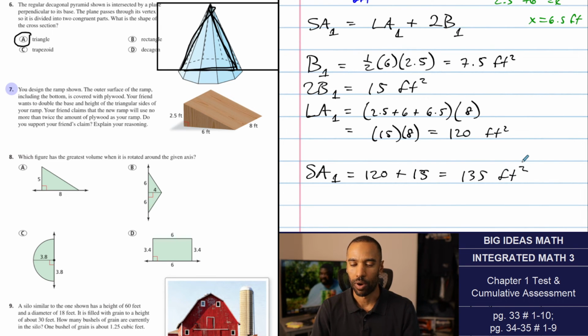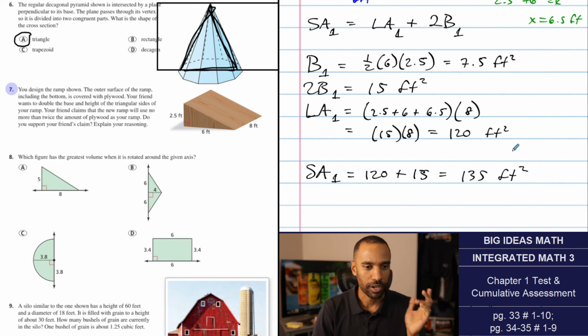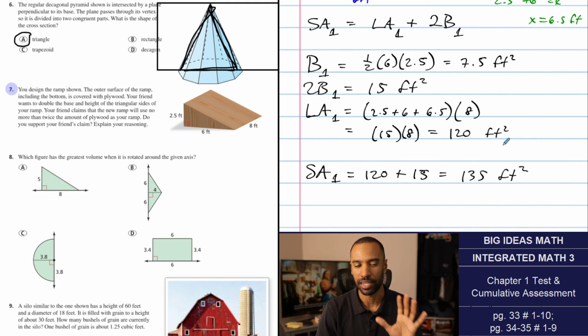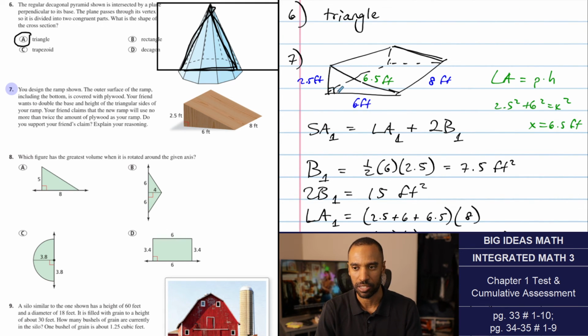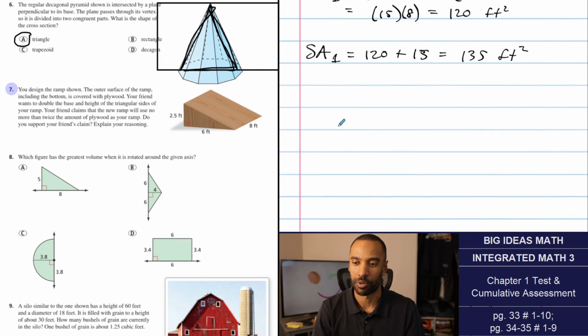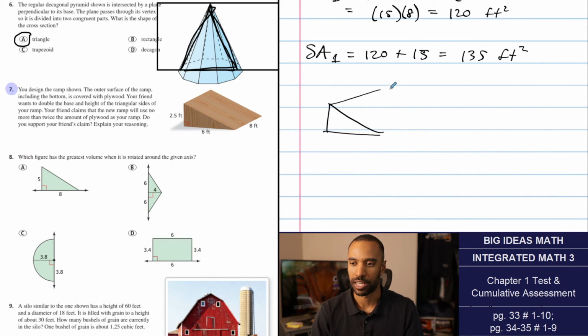That's object 1. Object 2 would be what your friend's going to do. New ramp, your friend wants to double the base and height of the triangular sides of your ramp. Those are technically the bases. So we're going to double 6. We're going to double 2.5. And that gets you that 5 and that 12, by the way. So let's redraw that one more time for object 2. Object 2 has a triangle here. Pretend like it gets doubled. I'm not really drawing it to scale.